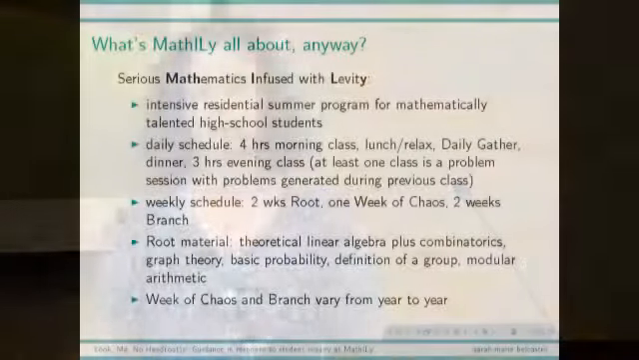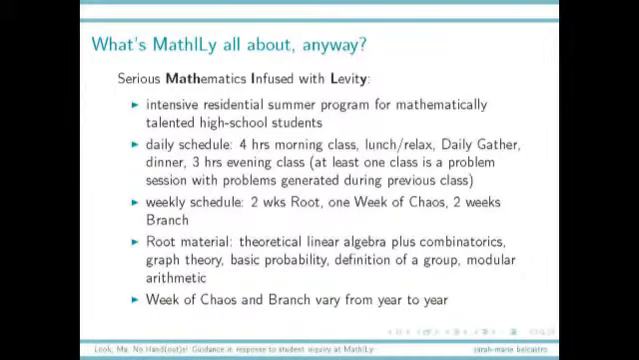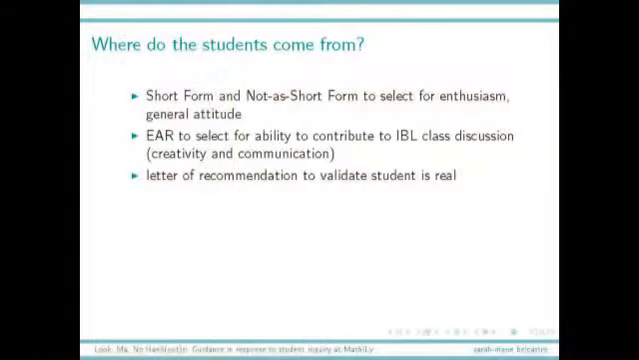There's 1 week of chaos, which is lots of short topics classes held sort of all at the same time all over the place. And then 2 weeks of branch classes, which are focused classes. For example, last year one of the classes was on topological graph theory, and the other one was math of paper folding. And this year one is going to be convex geometry and polyhedra, and the other one's going to be chaotic dynamical systems, fractals, stuff like that. But they vary from year to year.